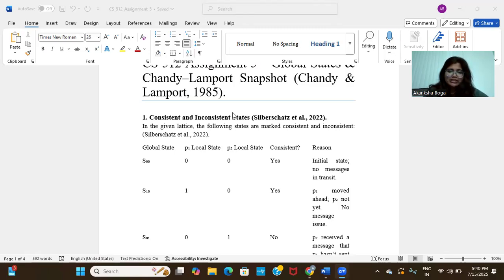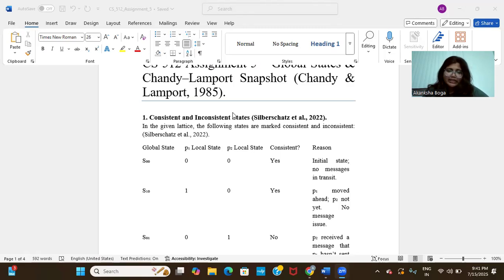The first one is consistent and inconsistent states. Let's first understand what we mean by consistent and inconsistent. Let me give an example. Think of two kids passing a ball, and one kid says, I passed the ball, and the other kid says he hasn't received it yet. So this is a bit confusing. It is like out of order. Computers are the same way.